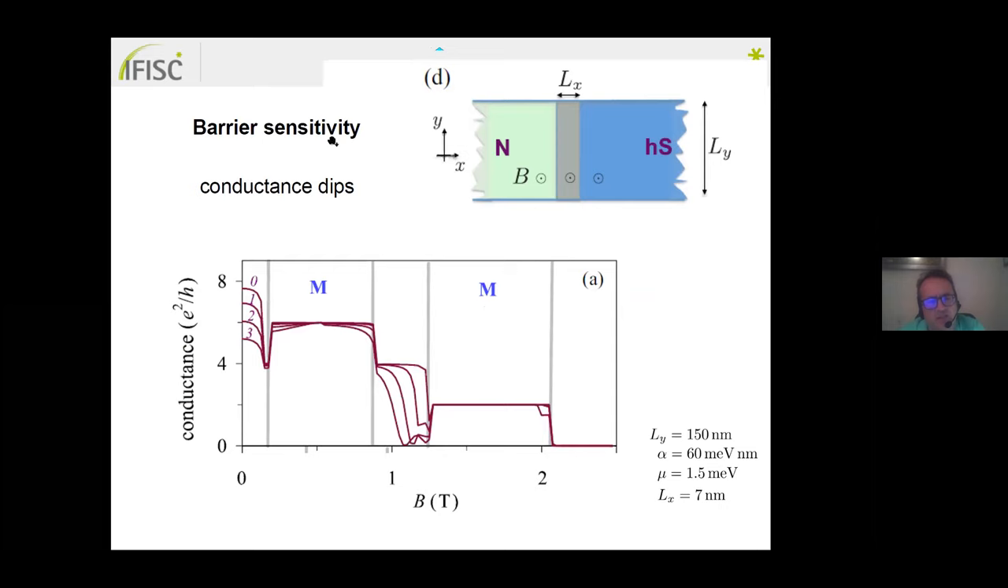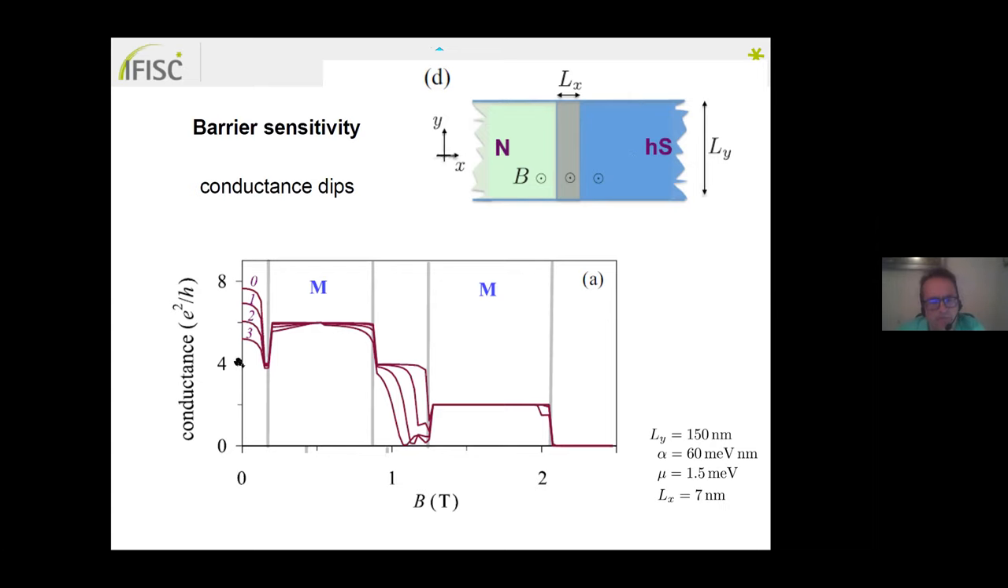We have considered the sensitivity to the barrier when we look at the conductance in a junction between a hybrid superconducting wire and a normal wire with a barrier at the interface. The barrier sensitivity is a useful property because it can allow us to make a distinction between the topological regions of the hybrid superconductor and the normal regions.